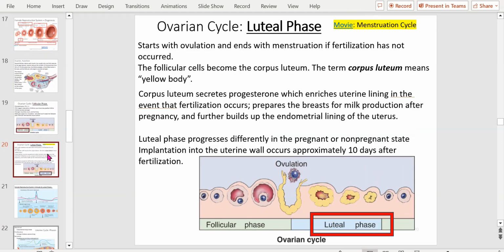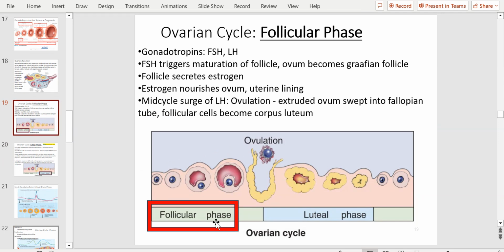The luteal phase, as opposed to the follicular phase. Now, this is after ovulation. The oocyte's been released, and we're left with the corpus luteum.